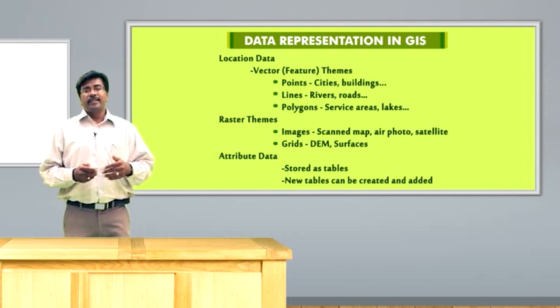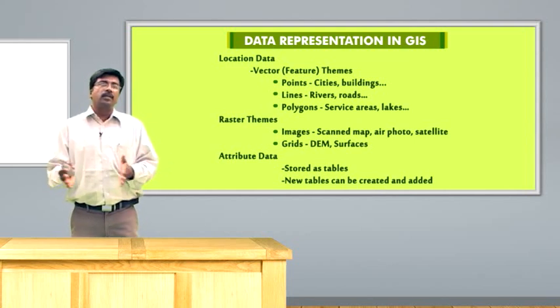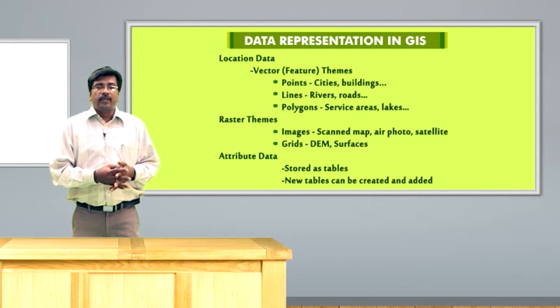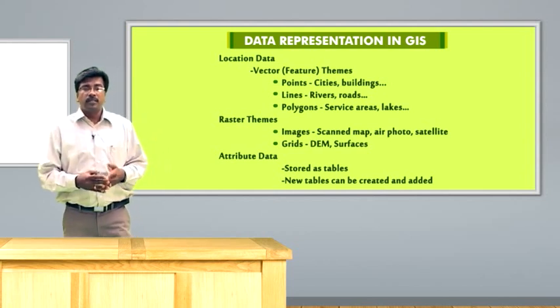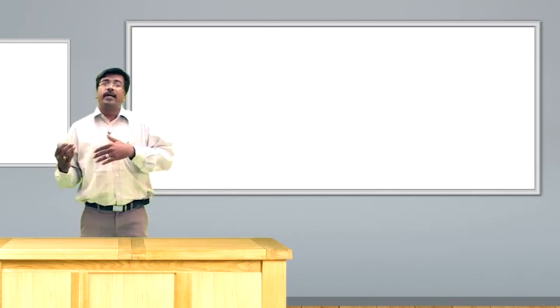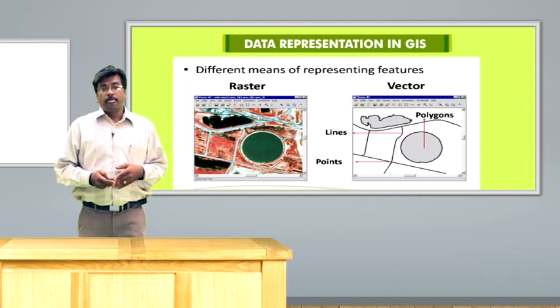The second thing is the attribute data, that is nothing but a tabular form, that may be in Excel or some data acquiring languages, SQL or something else. Then even new tables can be formed and that can be added to the GIS maps.